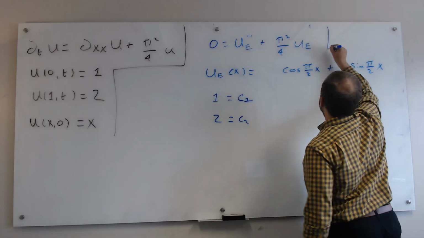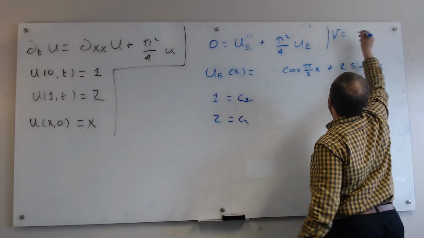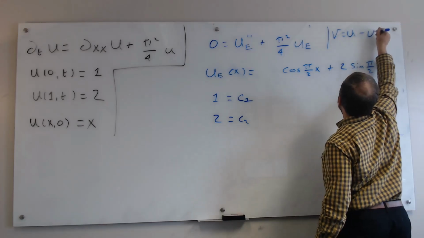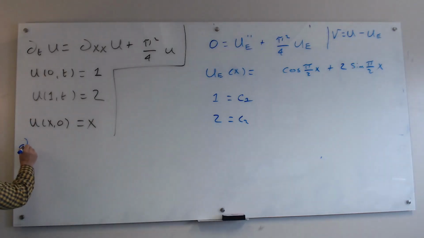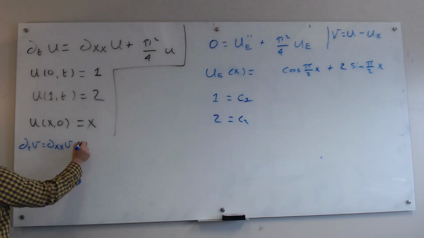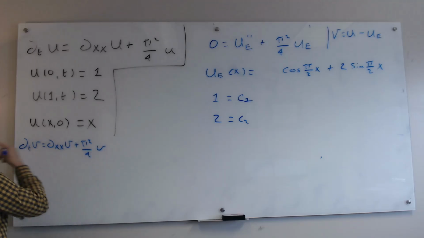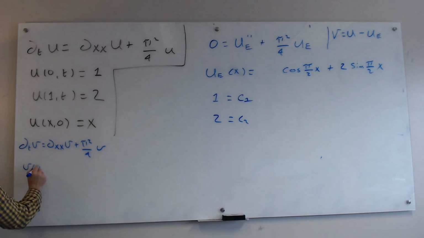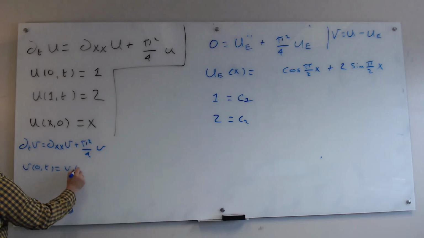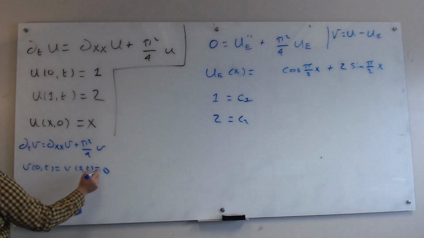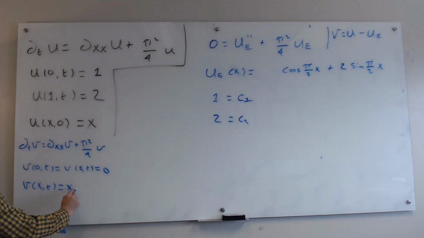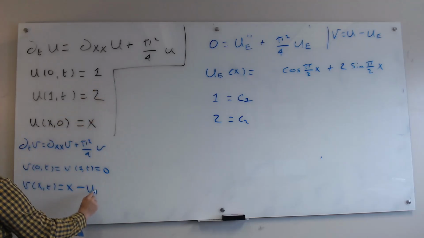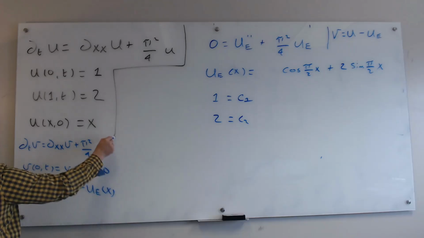Now, as we saw in the last video, v is going to be equal to u minus u_e, and so the problem that v satisfies is the t derivative of v is equal to the double x derivative of v plus pi squared over 4 v. We've got homogeneous boundary conditions: v of 0, t is equal to v of 1, t, and they're both equal to 0. And now the initial condition, v of x, 0, is going to be equal to x minus u_e of x.